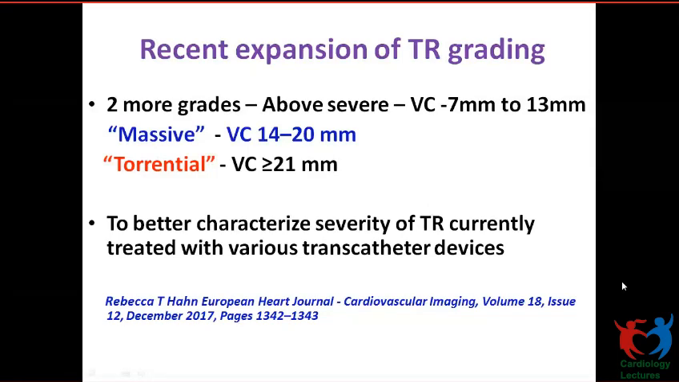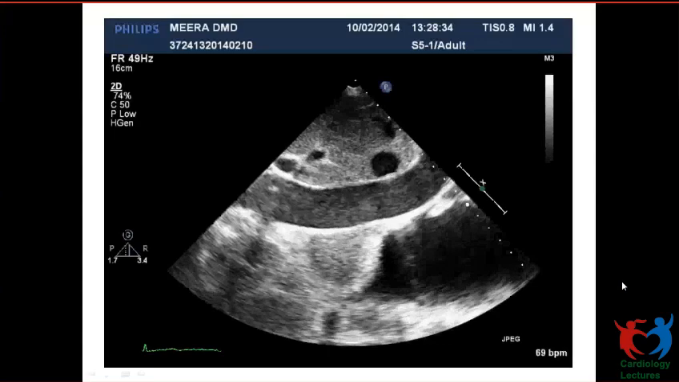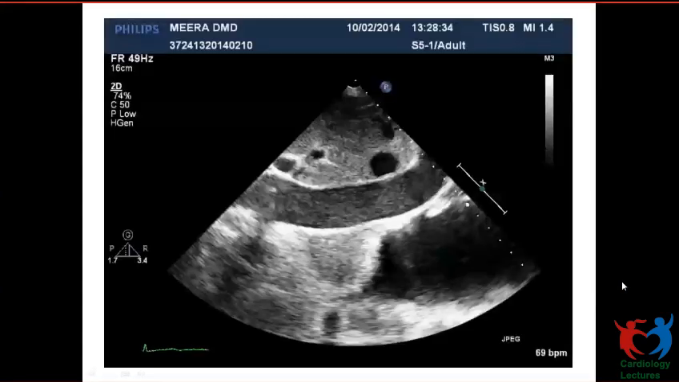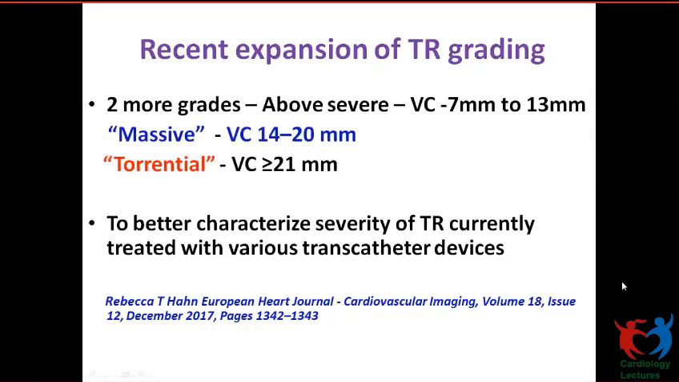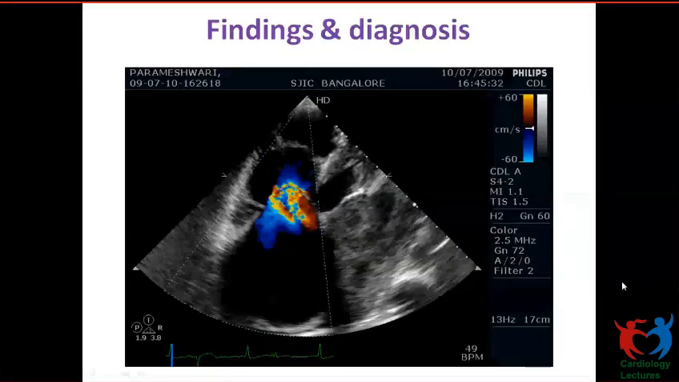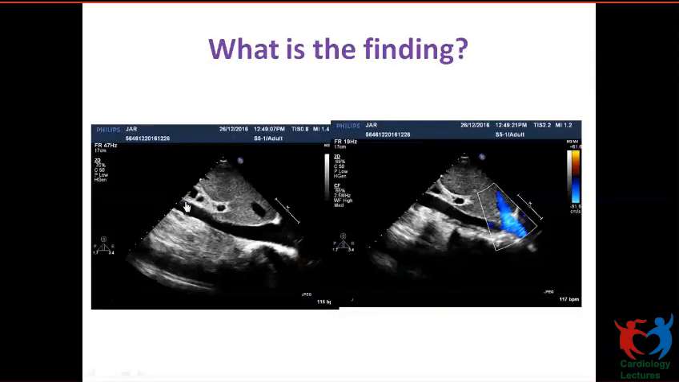So you read about various types of repairs. Okay. Ma'am, a small doubt, ma'am. In the previous slide, hepatic vein flow reversal without ECG gating, how can we say if it is systolic or diastolic? Gating is not there. Previous to this.